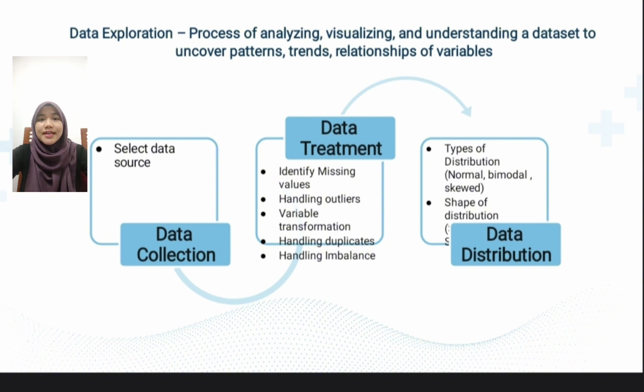The third one is data distribution. From data distribution, we can understand how the data of each variable is distributed. From the shape of the distribution, it can help to analyze whether the data is uniformly distributed or not. The shape of a distribution can show skewness and symmetry.